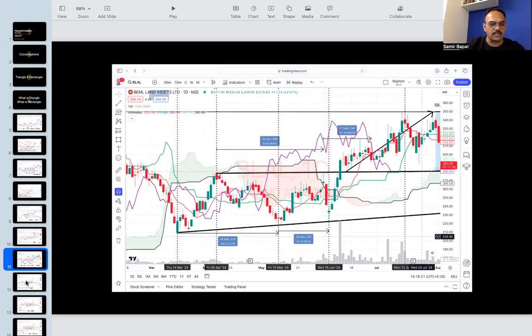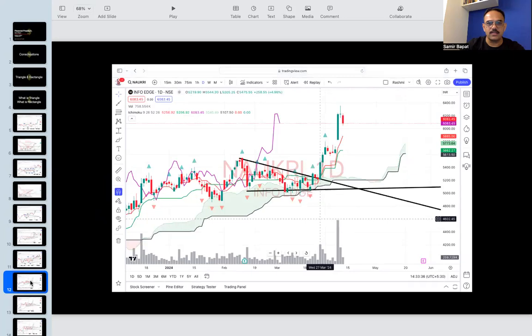Again, this is sideways movement. This is again Info Edge, Naukri. The price went in, went down, bounced up, bounced down, bounced up, bounced down, and broke the triangle. It went till the height of the triangle. Then it went up, that is a different thing.